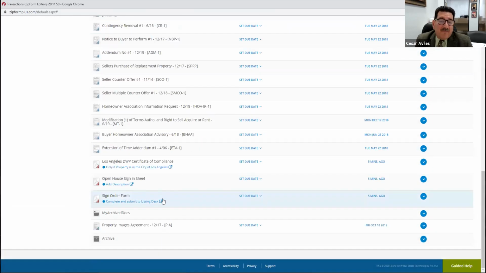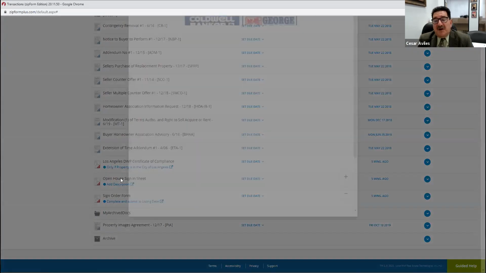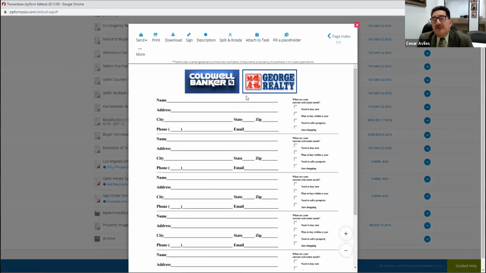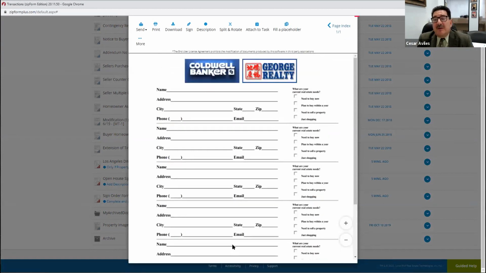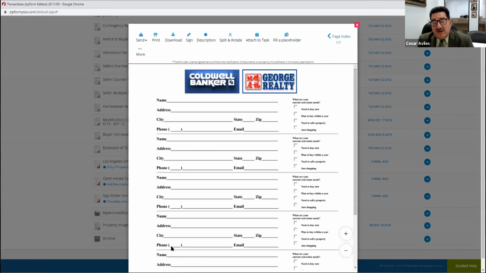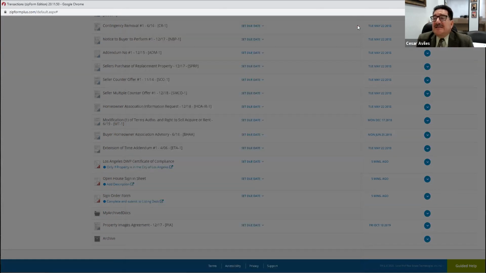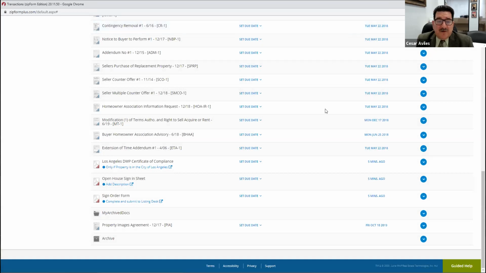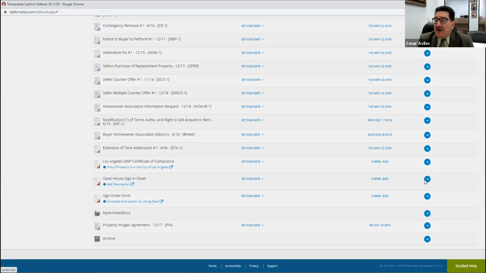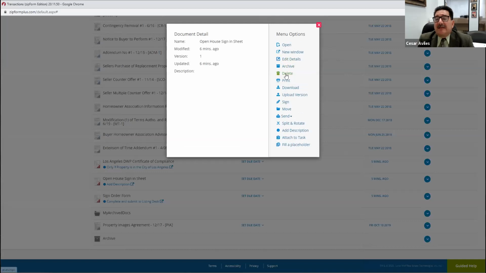If you wanted to have open house signs, you use this one. If you wanted to collect the names of the people that go to the open house, but because of coronavirus, open houses are against the law in Los Angeles County. The governor issued that order. We cannot do open houses legally. So I'm gonna remove that open house signing sheet from this transaction right now. I don't need it, so I'm gonna delete it.